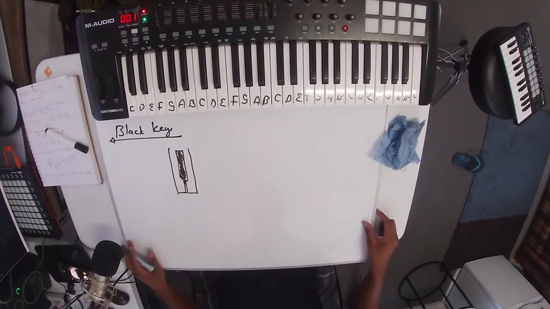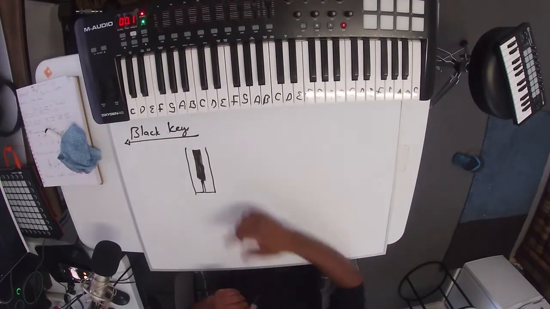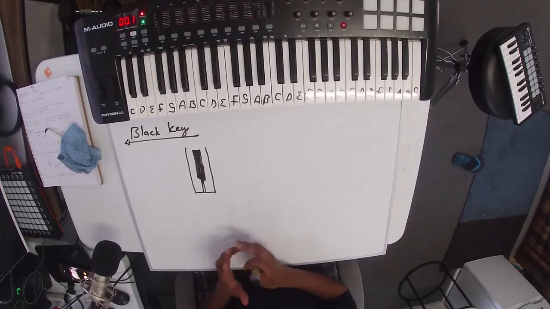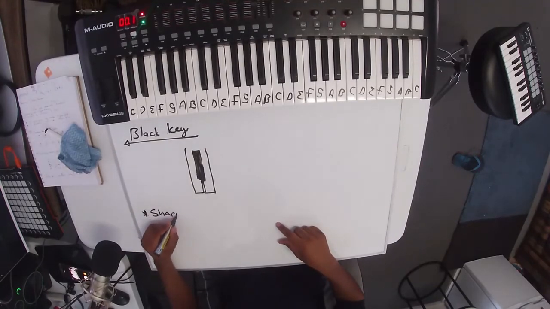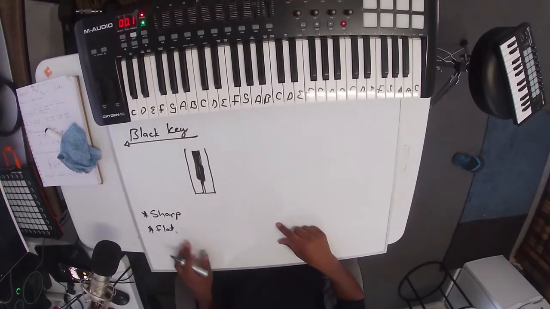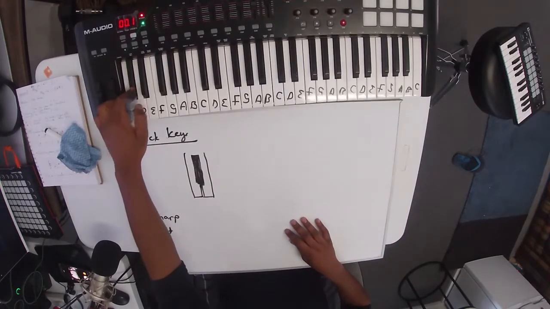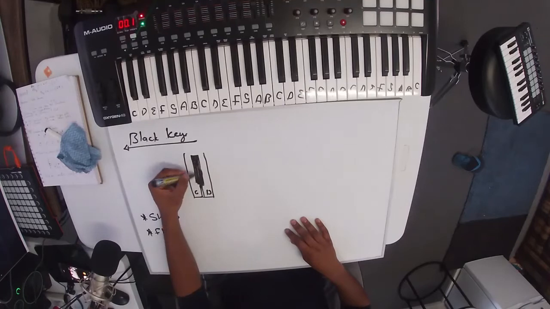So here is how you name black keys. The names of black keys are based on the neighboring white keys. To identify them, we use two types of names. The first type is sharp, and the second type is flat. So the black keys are either a sharp or a flat. You'll understand this when I give some examples. So let's take this black key for instance. Here we've got a C, there we've got a D, and this is the key.